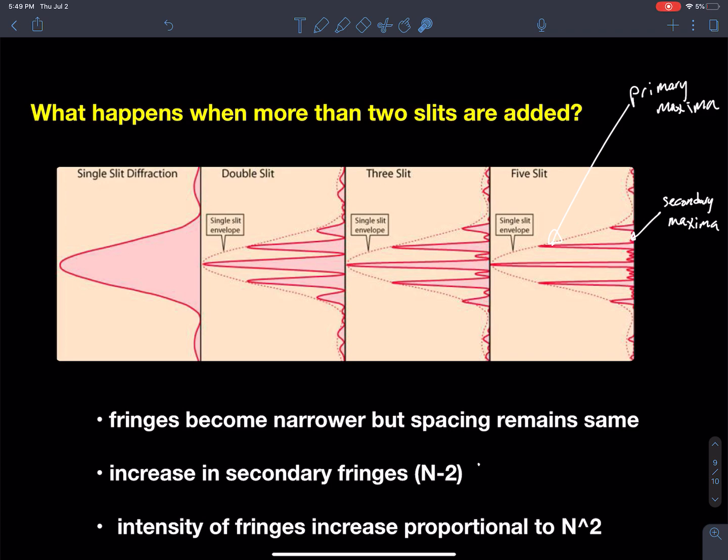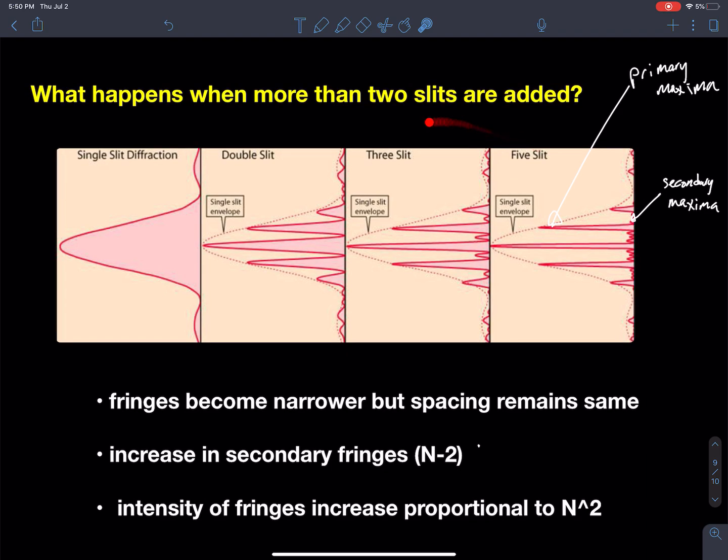And I can predict how many secondary maxima I have by looking at the number of slits minus 2. So if I had three slits, three minus 2 is equal to 1 secondary maximum. Okay, and here I have 5 slits, so 5 slits minus 2 is going to be equal to 3 secondary maxima. Sometimes these kind of questions appear on multiple choice on the exam, so it's good to know. I can learn a lot about how many slits I have in my diffraction pattern by counting these secondary maxima.